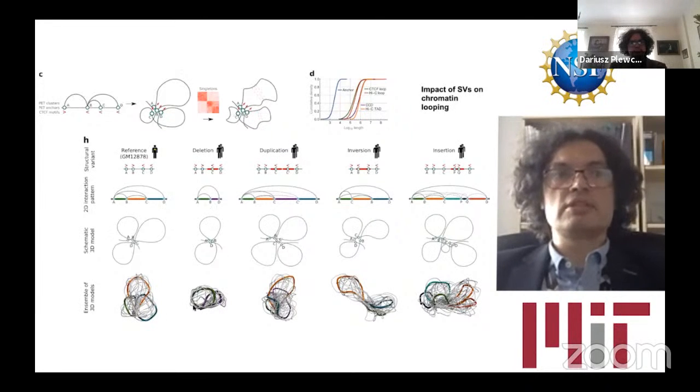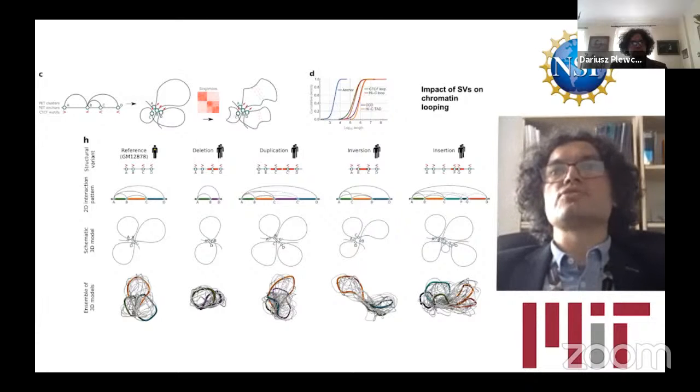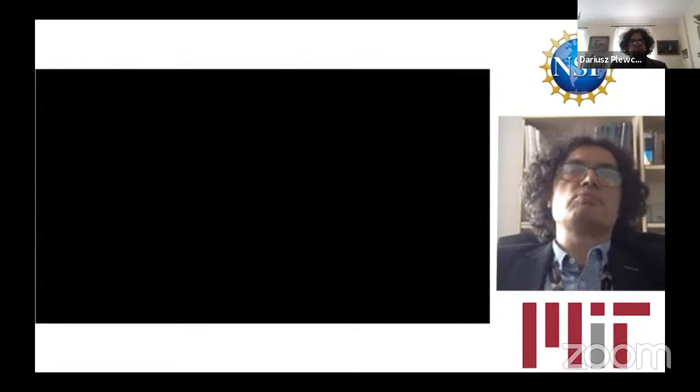Okay? And it's then modeled by polymer physics into 3D structures, actually an ensemble of those 3D structures. And similar for duplications, inversions, insertions. Okay, so that's our idea. That's how it works.